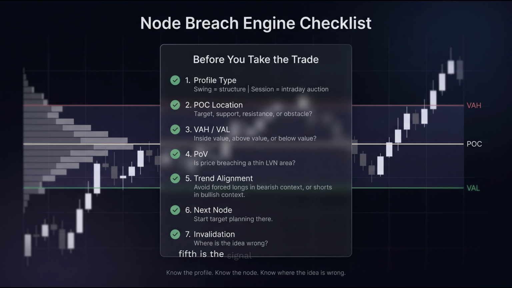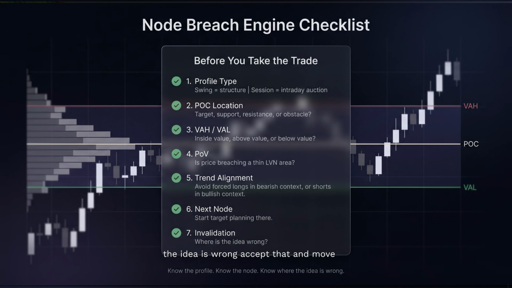Fifth, is the signal aligned with trend? Do not force longs in bearish context or shorts in bullish context unless you have a very specific reason. Sixth, where is the next node? That is where your target planning should begin. And finally, where is the trade invalid? If price breaks the node, rejection candle, or structure that your trade depends on, the idea is wrong. Accept that and move on.